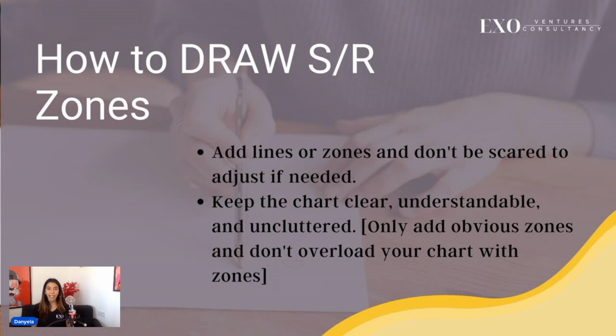And the second point is to keep your chart clear. It has to be very understandable and it can't be cluttered and messy. Keep only the lines that are actually obvious, and don't overload your chart with too many lines, because then you're not going to know which one is important or not. So see the lines that are very obvious and very clear, and only focus on those, and the lines that have the most amount of touches. You don't want to have a chart that has like 20 support and resistance lines.